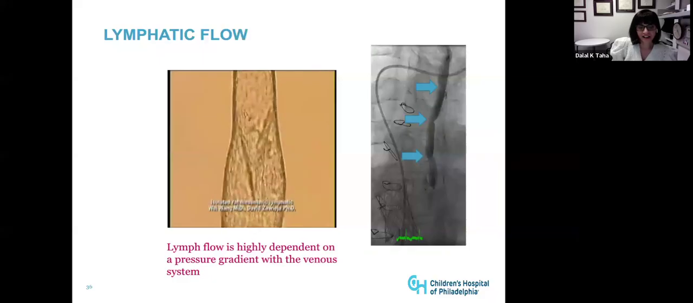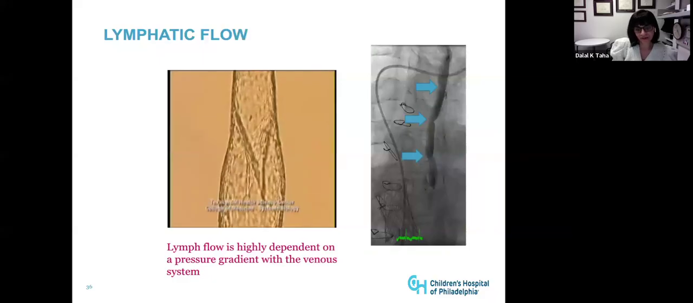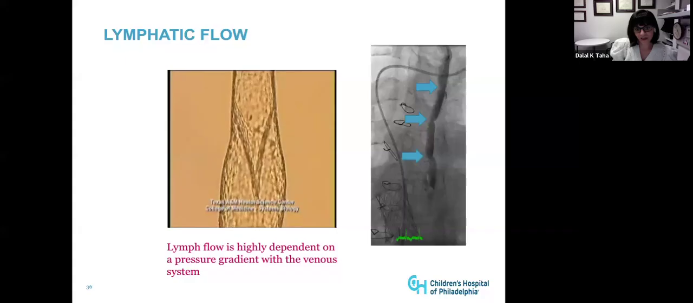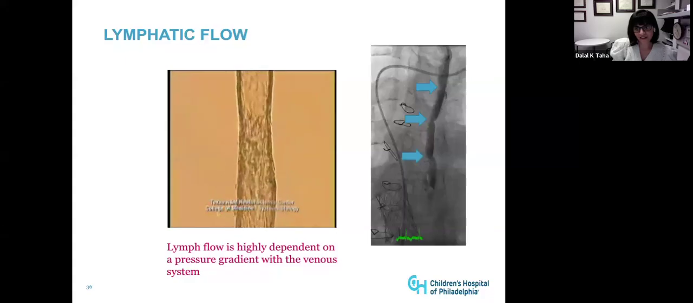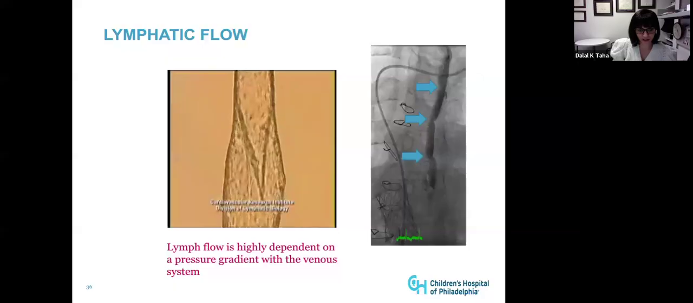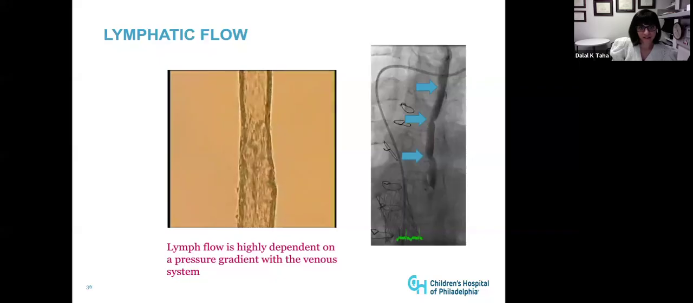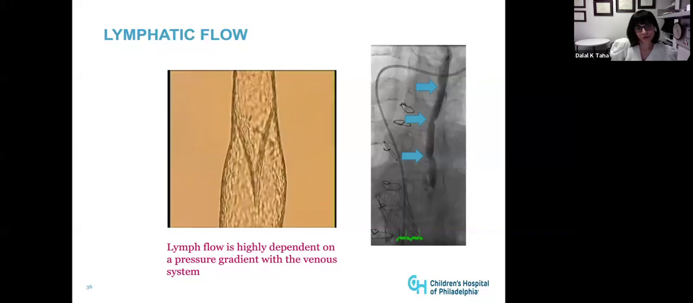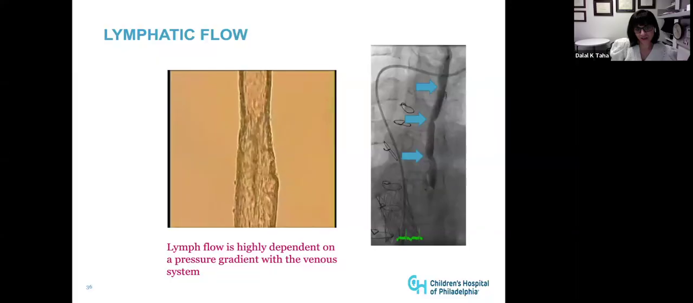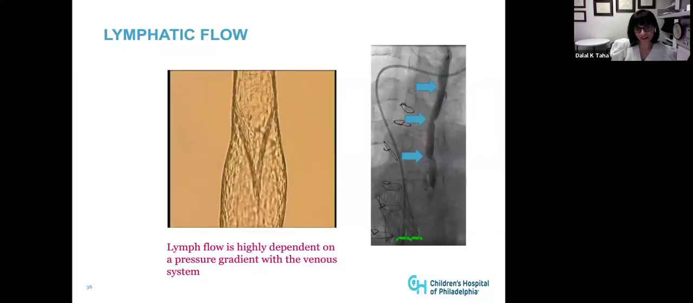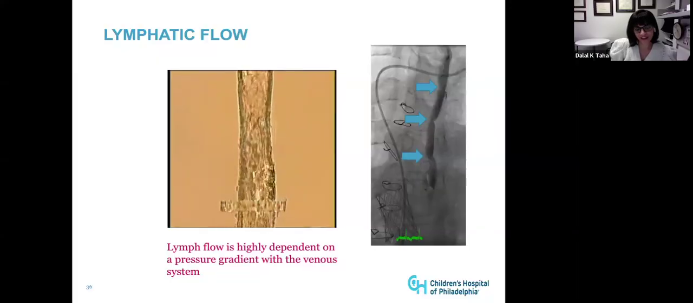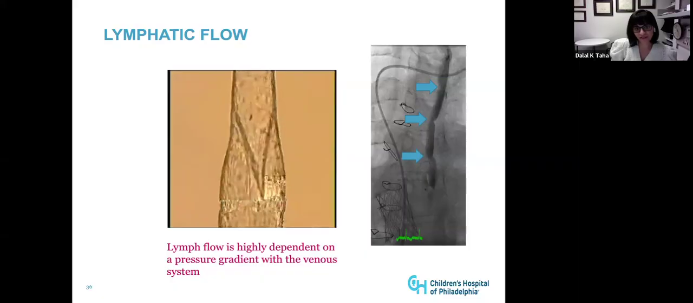So lymph flow is highly dependent on a pressure gradient with the venous system. So the venous side needs to be at a lower pressure than the thoracic duct. Despite that, the lymph vessels, they have smooth muscle and valves, and so they do have a little bit of propelling power behind them, and the valves prevent backflow of lymph.